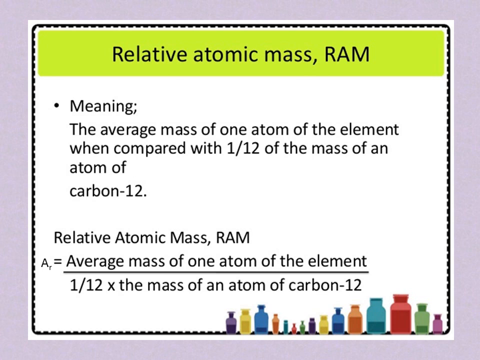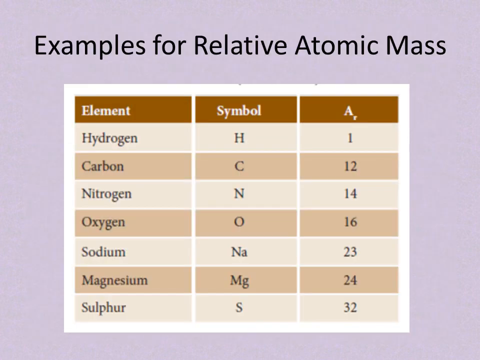Here we can see a table whose relative atomic mass is obtained using the C12 scale. Hydrogen, carbon, nitrogen, oxygen, sodium, magnesium and sulfur. They have given a small table with relative atomic mass of certain elements.